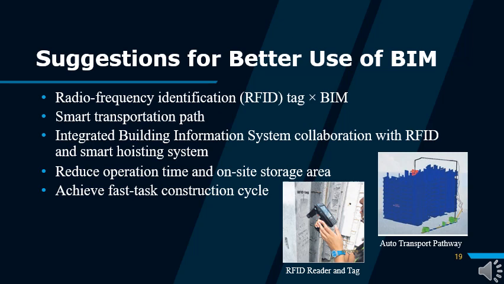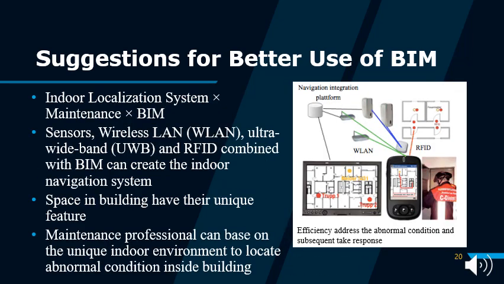The second technology is the indoor localization system. The BIM application is combined with a large number of sensors, a wireless system, and an ultra-wideband system to collect the operation data in the existing building. The maintenance professional can base on such information to detect abnormal conditions inside their buildings, and further respond to rectify the defects as soon as they can. It can minimize the nuisance to the building operation and avoid system failure.